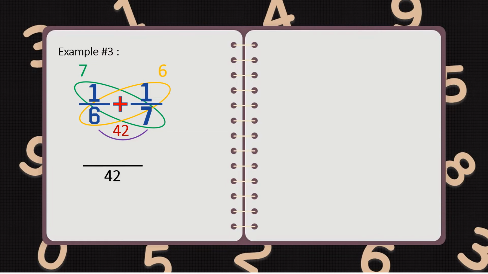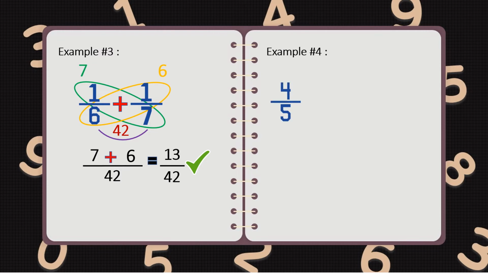So, copy the denominator 42. Now, add the numerators 7 plus 6. Okay, so what's the answer? 7 plus 6 is 13. Then copy denominator 42. So, is this the final answer? What do you think? Yes, it is the final answer because the fraction is in the simplest form. Okay, I know you are enjoying the butterfly method. You can do this method even in subtraction. Okay, let's have the last example.